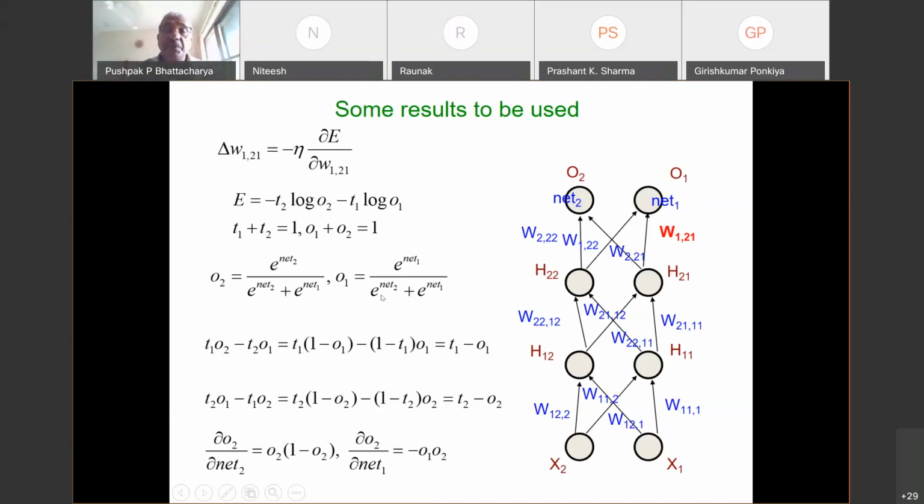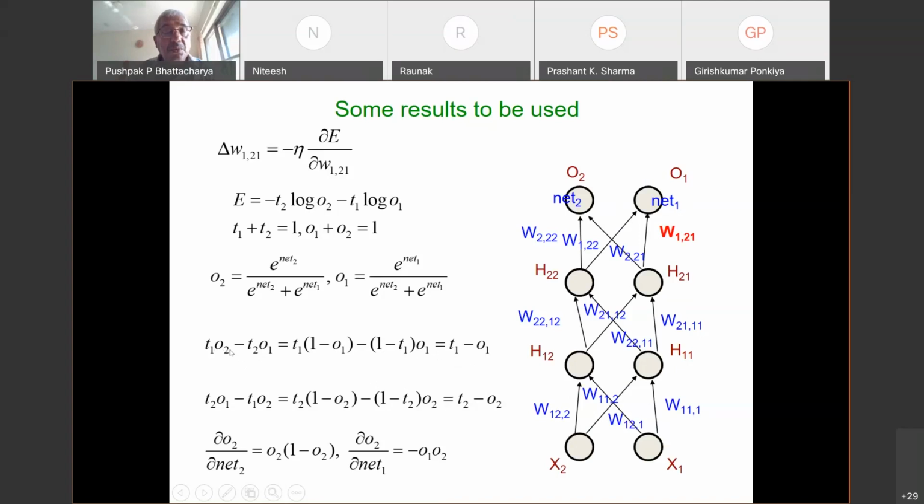Now come the important results. Because of the fact that T1 plus T2 is equal to 1 and O1 plus O2 is equal to 1, this difference of cross products has an interesting form. T1 O2 minus T2 O1 can be written as T1 into (1 minus O1) minus (1 minus T1) into O1, which is equal to T1 minus O1. So the difference of cross products is expressed in terms of one of the T's, not both T2 and T1.